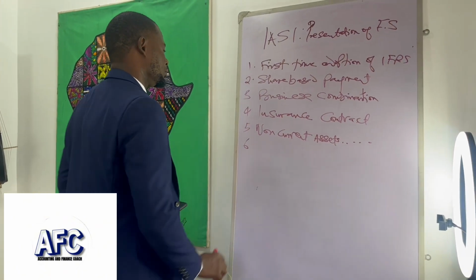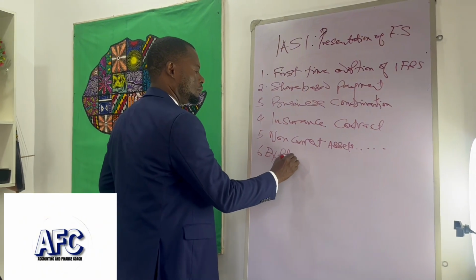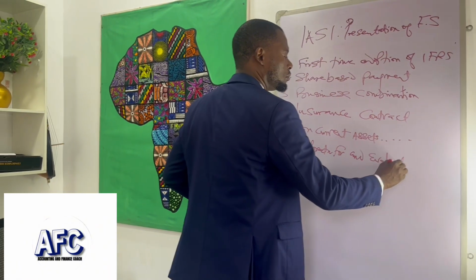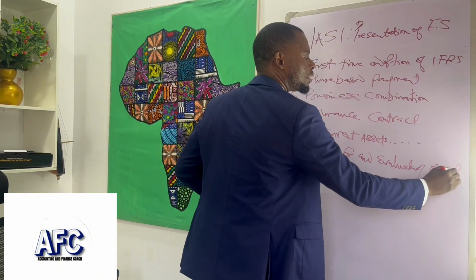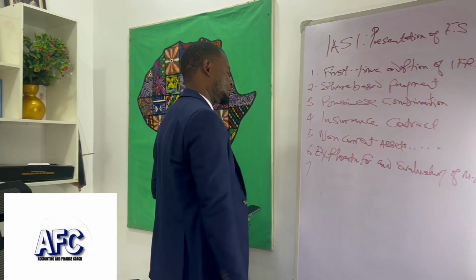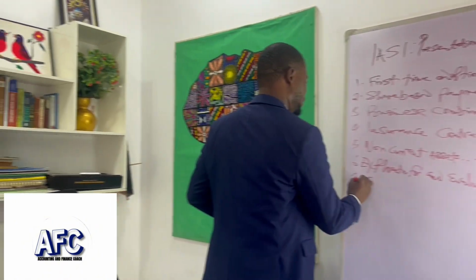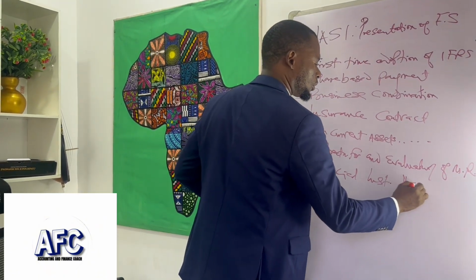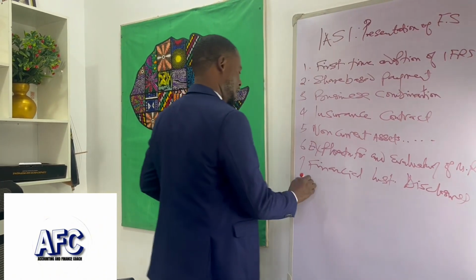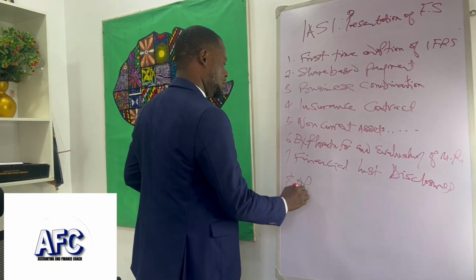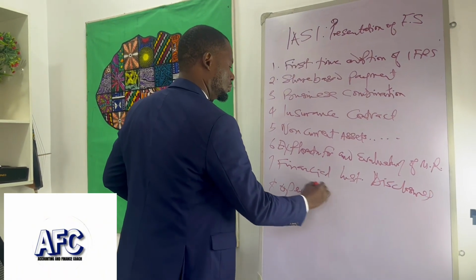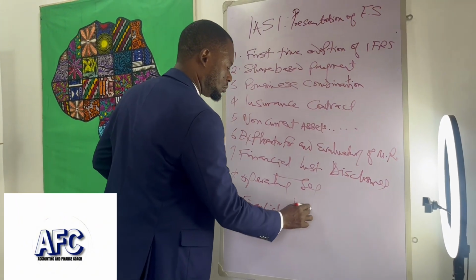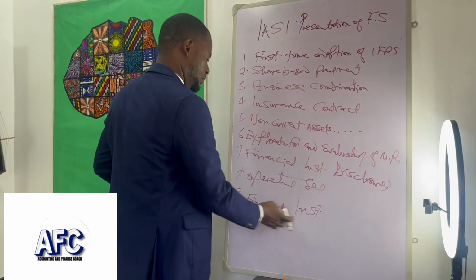You could say 6, exploration for and evaluation of mineral rights. You could say 7, financial instruments: disclosures. And 8, operating segment. 9, financial instrument. This is disclosure of financial instrument, and this is financial instrument.